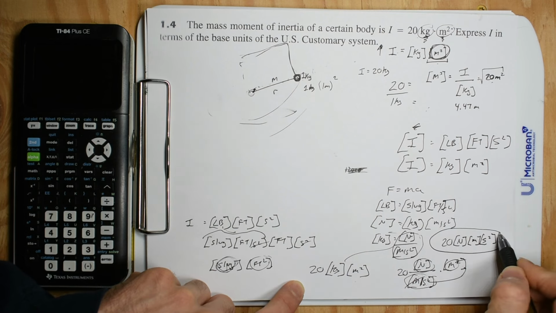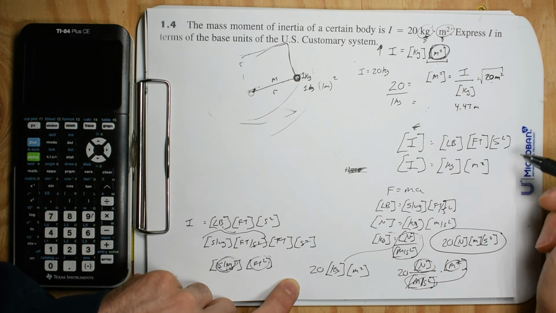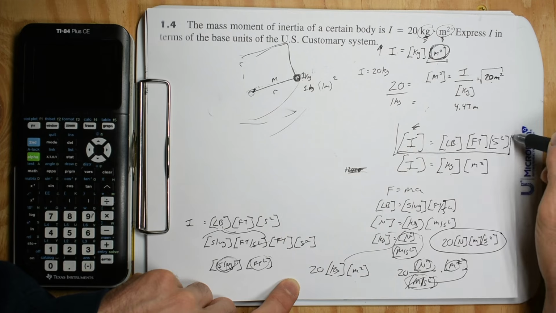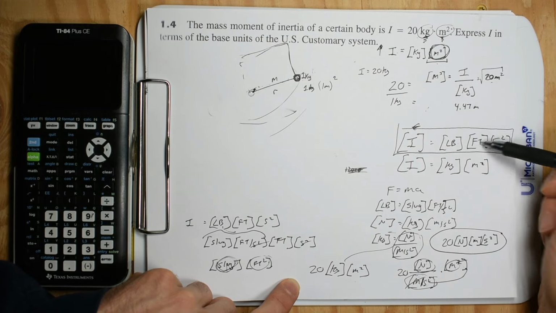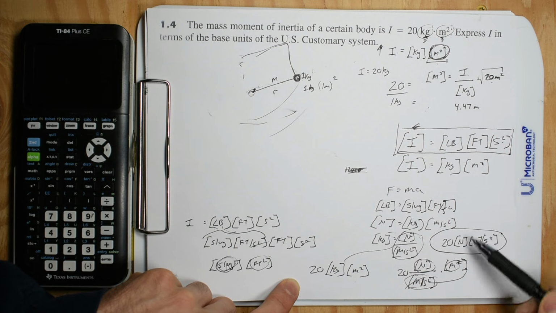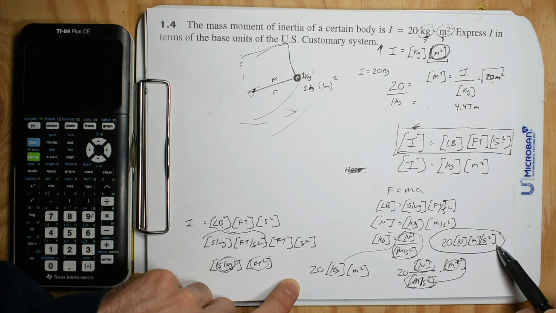And isn't that what we had for I in U.S. customary units? It was pounds, feet, second squared. So newtons, meter, second squared.